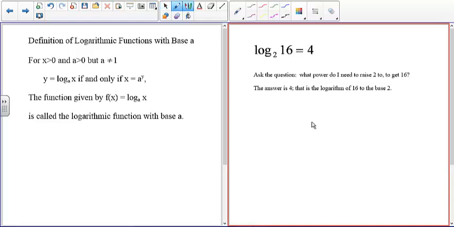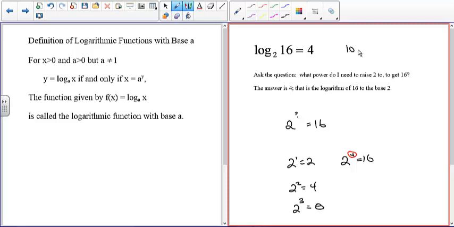Okay, let's write that out. So it's basically saying 2 raised to what power equals 16. So if we take 2 to the first power, that's 2. 2 to the second power is 4, 2 times 2. 2 to the third power is 8, 2 times 2 times 2. 2 to the fourth power equals 16. There we go. So what power do I need to raise the base 2 to get 16? And the answer is 4. So the logarithm of 16 with base 2 is 4.